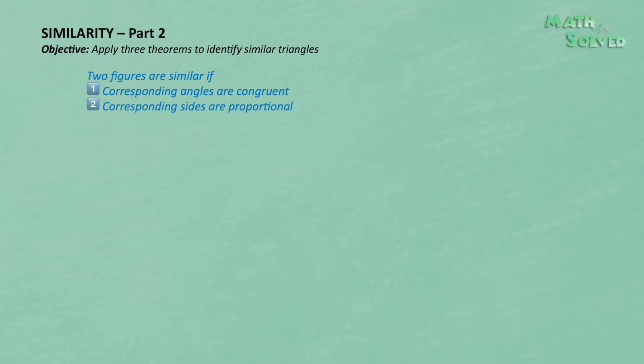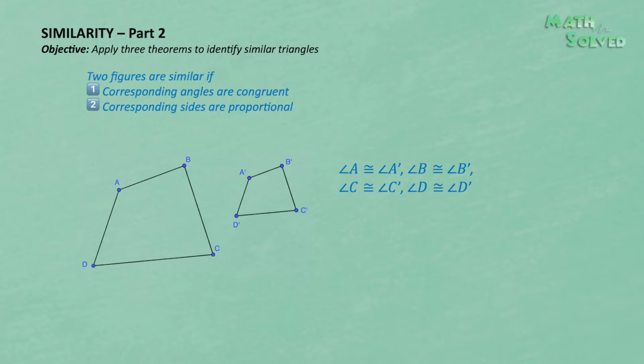How do we know if two triangles are similar? From the last video, we know that in general, if you want to show two figures are similar, then you need to show they have congruent corresponding angles and their corresponding sides are proportional. For example here, if you want to show these two quadrilaterals are similar, then you need to show that they have congruent corresponding angles and their corresponding sides are proportional.